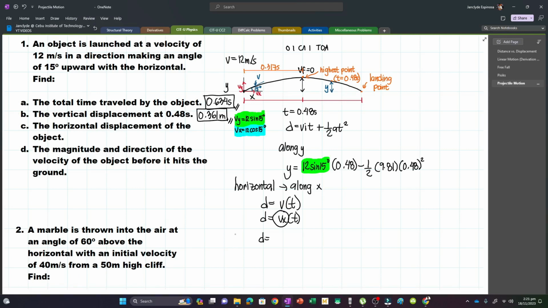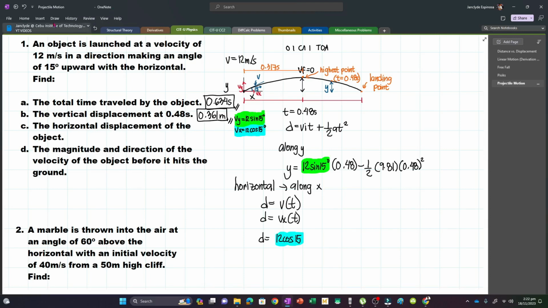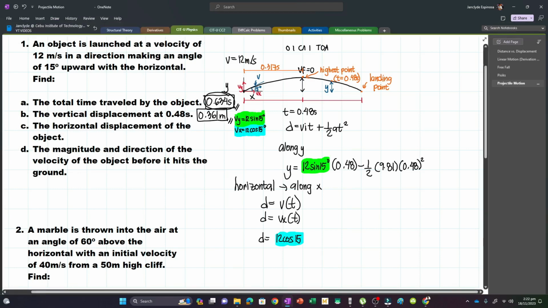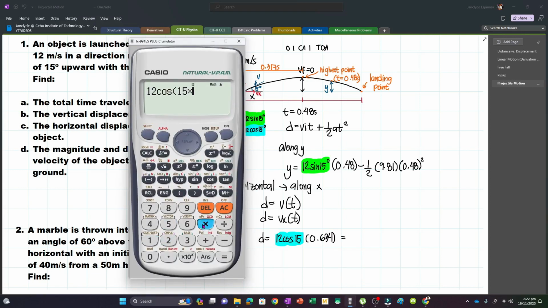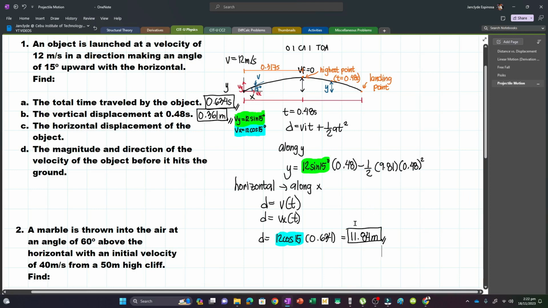What is our Vx man? Kani siyang 12 cos 15. And so 12 cos 15, i-multiply nato by time. And then ang atong time i-consider, again, kani siyang total time traveled. So time 0.634. And so this will be 11.84. And then ang unit is meters pod. Kaya again, horizontal displacement man. So kana siya, mao na niya atong answer for letter C. And so atong na niya siyang tantangon.